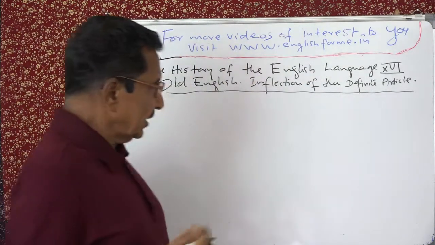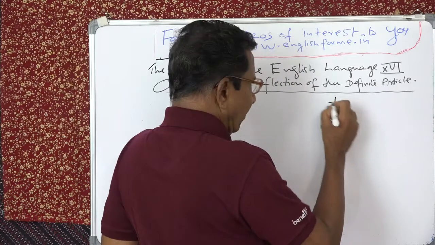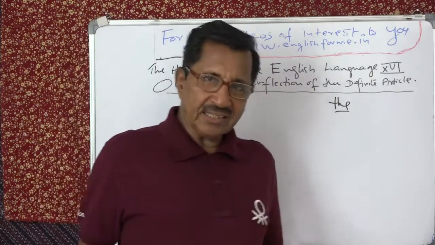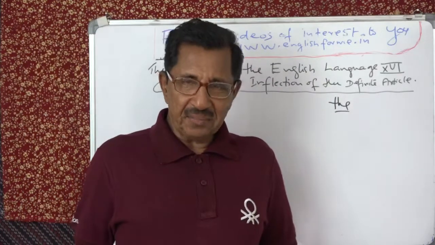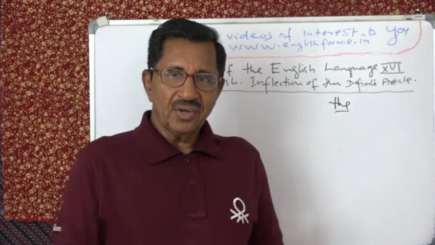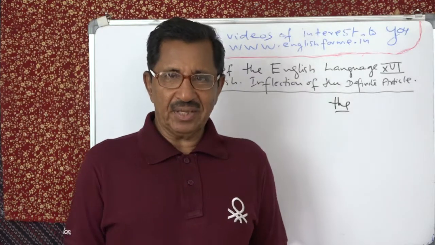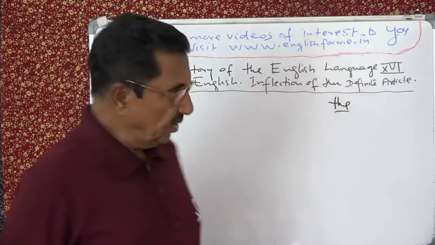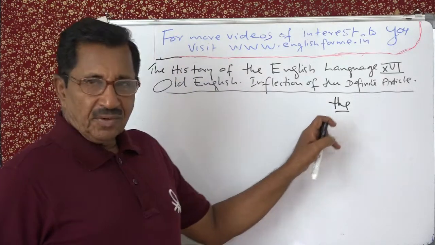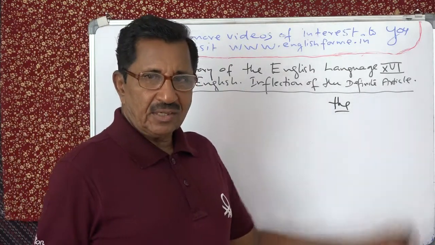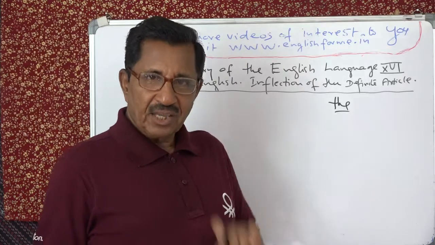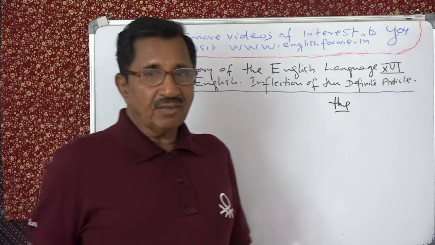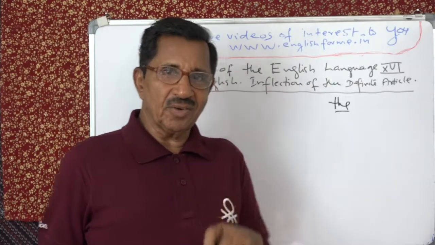Now in Modern English, the definite article we have only one word, that is the. There are no cases, no numbers, no gender, nothing of that sort. Only one word, that is the. But you can see how during the early modern English period, the total loss of inflections affected this definite article. For that we should know what was the situation in the Old English period.